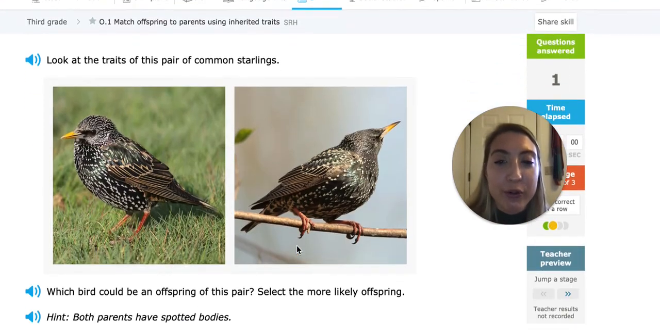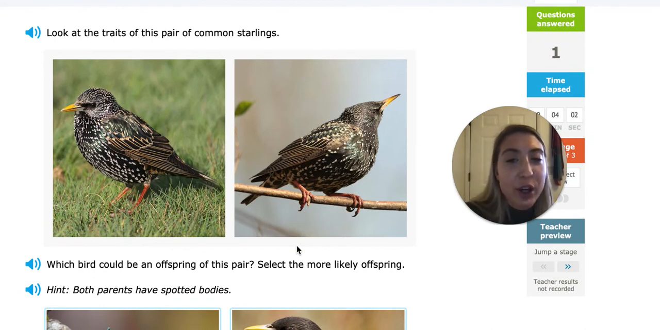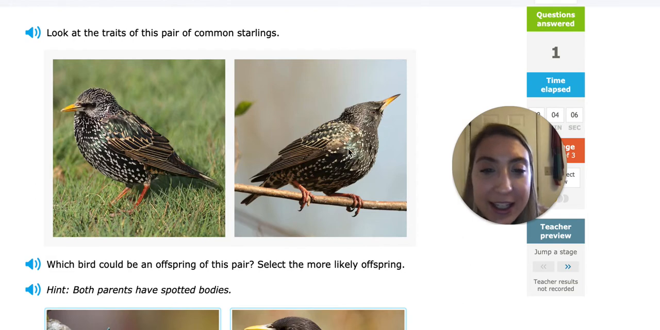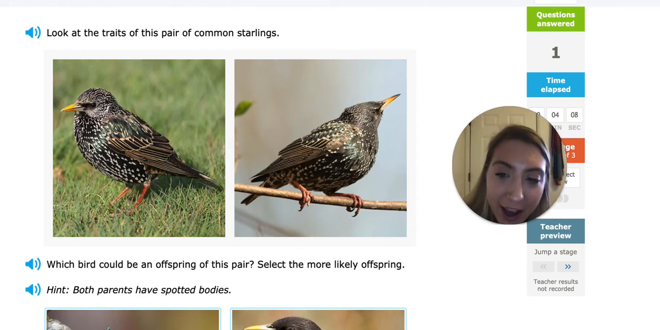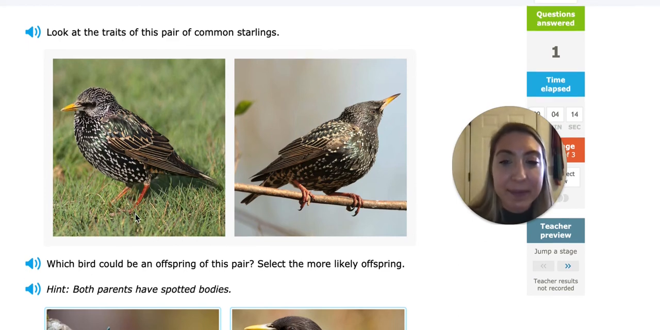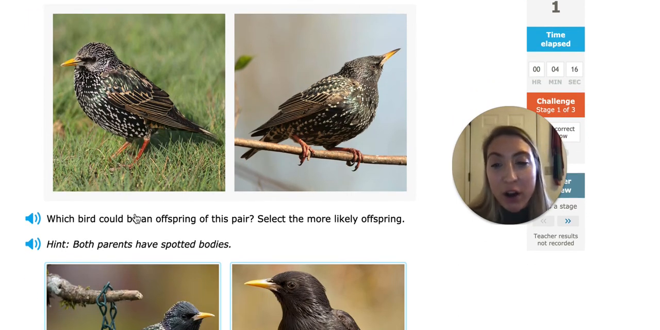So now let's go over another one. So here are 2 common starlings. These are 2 common birds. We can see they look like they have black feathers with a white tip at the end, and they have yellow beaks. So now, which bird could be an offspring of this pair? Select the more likely offspring.